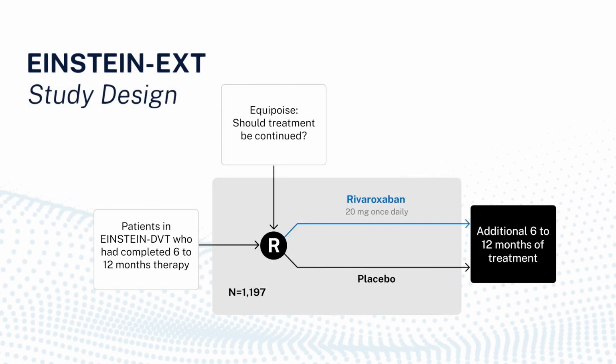And the primary efficacy outcome here was the same thing we saw before, symptomatic recurrent VTE. The safety outcome was a major bleeding outcome. So in this study, they enrolled patients from the Einstein DVT study who had completed 6 to 12 months and who had equipoise as to whether or not they should continue. Now, in this case, they enrolled almost 1,200 patients and randomized them to rivaroxaban 20 milligrams once a day or to placebo for an additional 6 to 12 months.